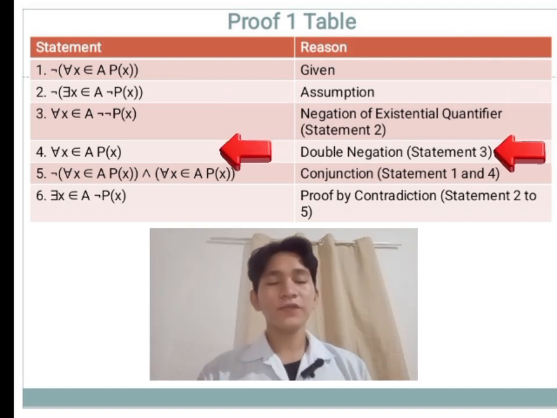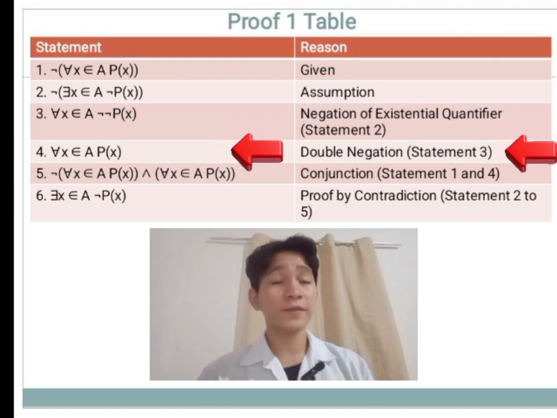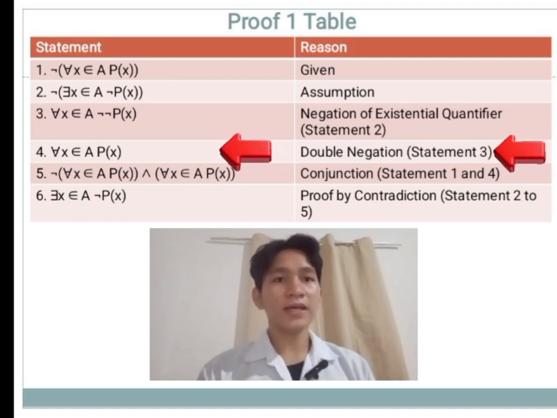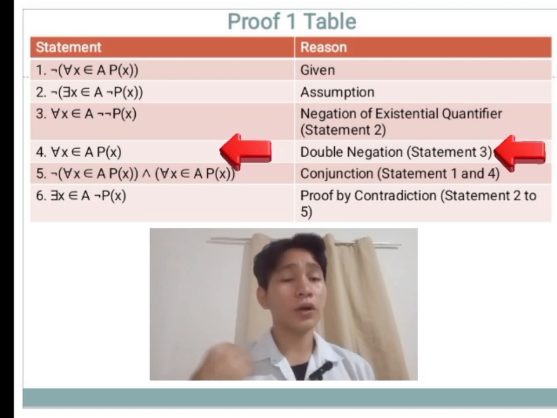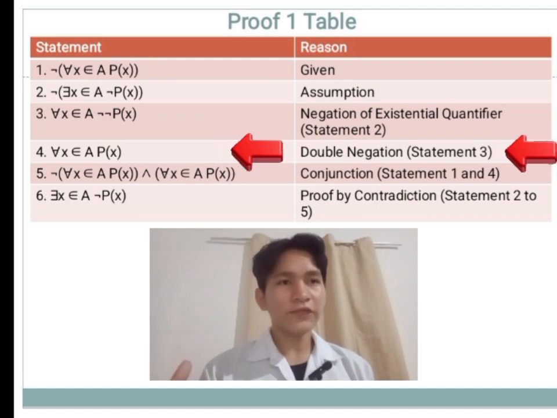In statement number four, we have the double negation from statement number three. It states that for all x in A, P(x). The expression double negation of P(x) simplifies to P(x) using the rule of double negation. Therefore, we reach the universal conclusion that every x in A satisfies P(x).